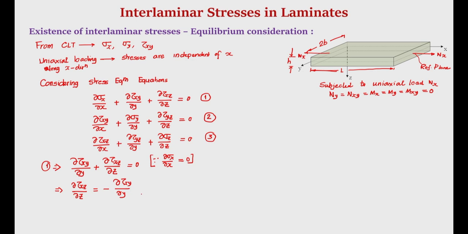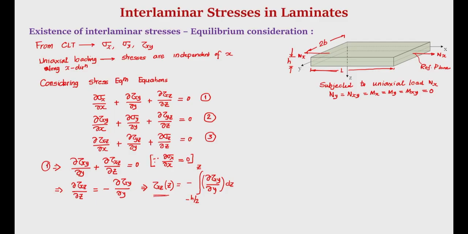If we integrate this, then tau xz at any z is equal to minus the integration from minus h by 2 to z of del tau xy del y dz. What we could see is that since the stresses are independent of x, the first term goes to 0 considering the first equilibrium equation. We could see that the interlaminar shear stress tau xz at any z will exist provided there is a gradient of tau xy with y. Suppose this is our equation number 4.